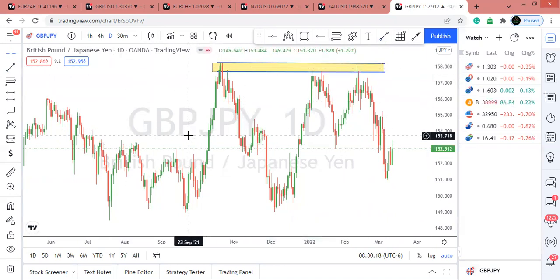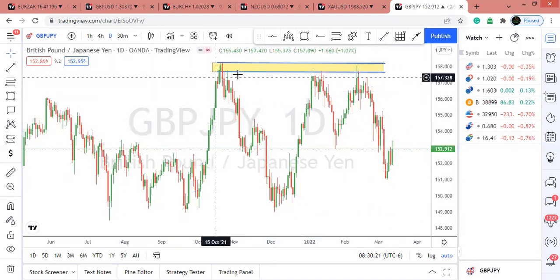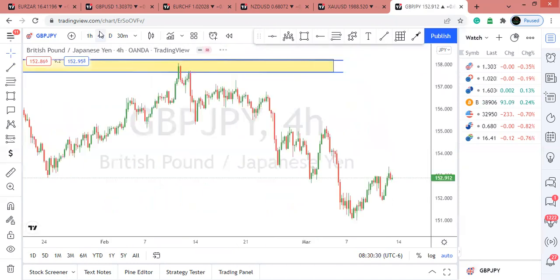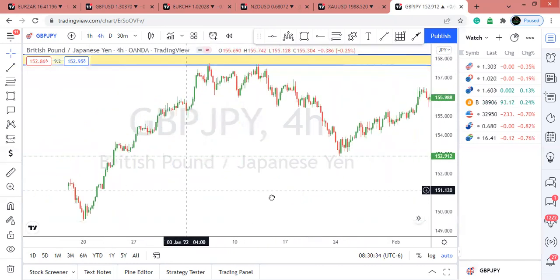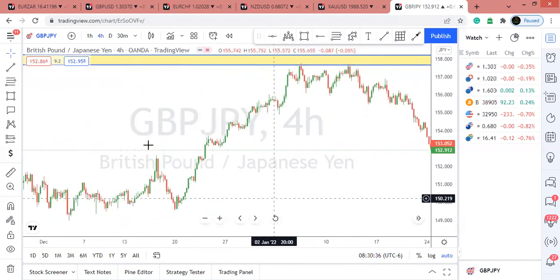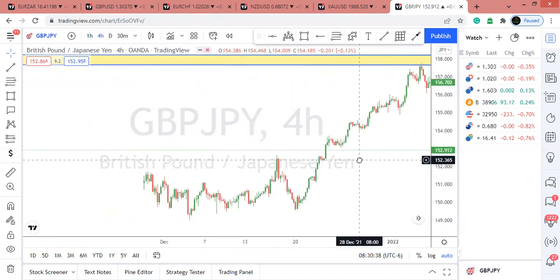Now, whenever I have price coming into my POI like this, immediately price comes into my POI, what do I do? I go to a lower time frame. Okay, let's see what we have here. I go to a lower time frame whenever I have price coming into my POI.